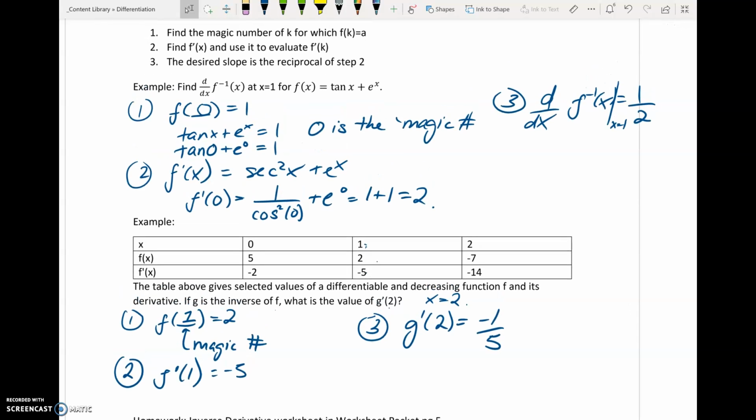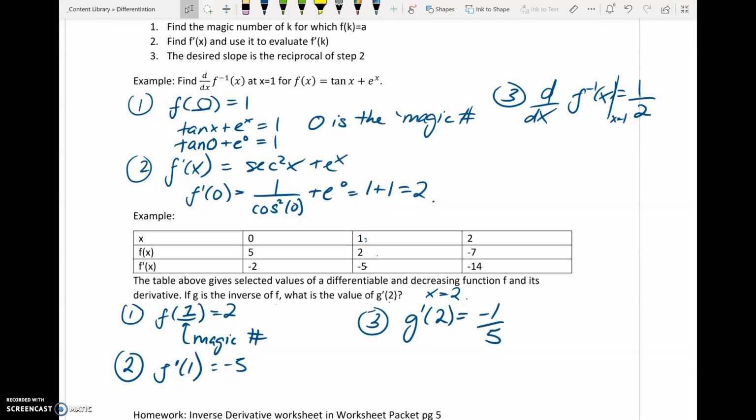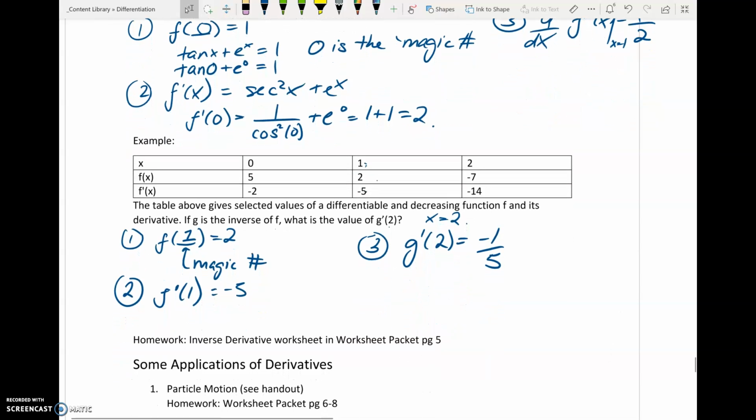In terms of taking derivatives, we are done learning about taking derivatives, at least for this course. Now we're going to look at applications of derivatives. So I'm going to introduce a particle motion question on the next page. And then in the next video, I'll do more particle motion as well as L'Hopital's rule.